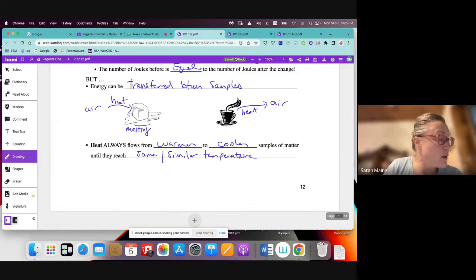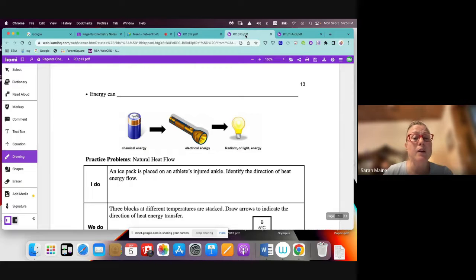Moving on to page 13 in the notes. So here we go. The other thing that can happen to energy besides it being transferred from one material to another material is that energy can actually change forms. If you think about it, we utilize electrical energy all the time, but we start off with electrical energy and we change it into more useful forms.